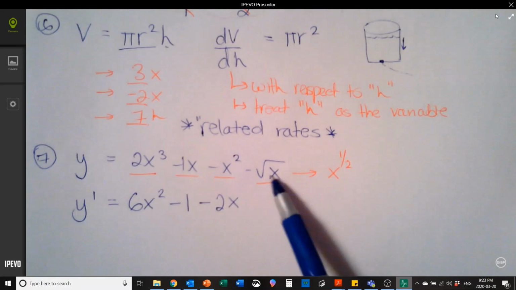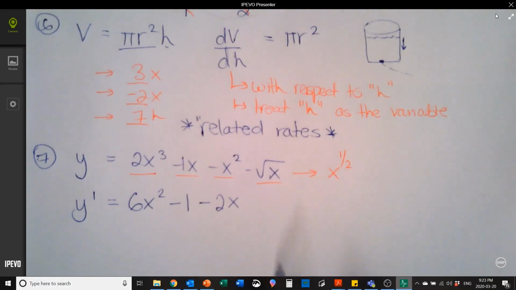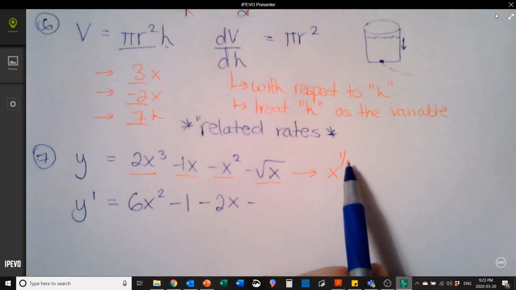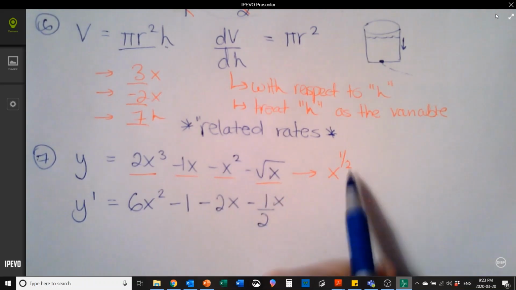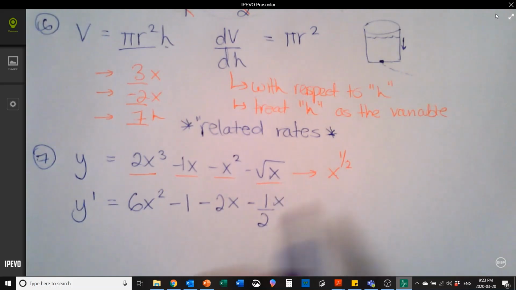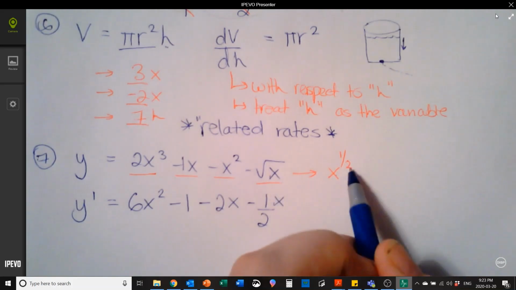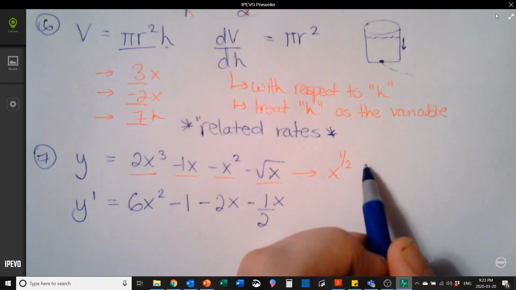Now, our term here, minus x to the half. Well, that's no different than what we've been doing so far. This is still just a power, it's just a fractional power. So it comes down in front, 1/2, and we're going to reduce the power by 1. So you're going to have x to the half minus 1.